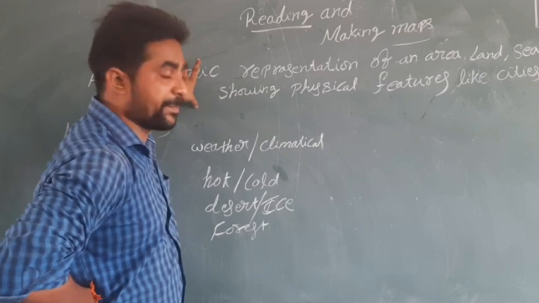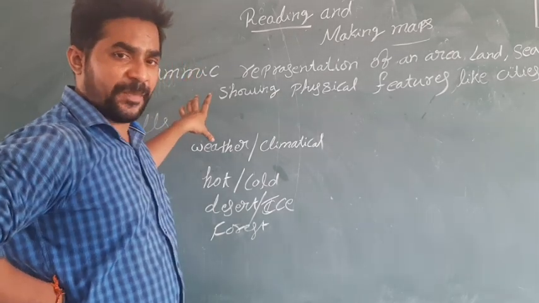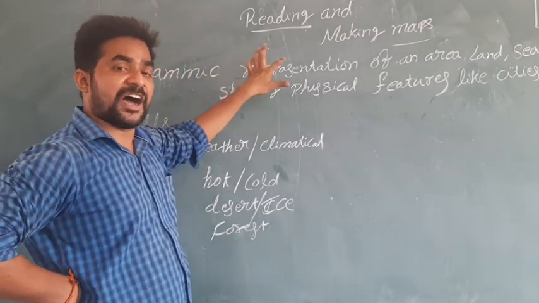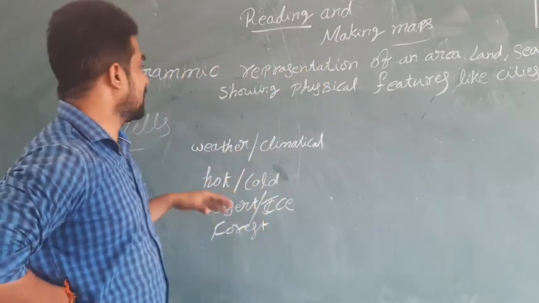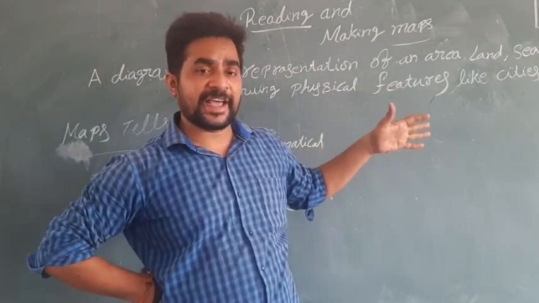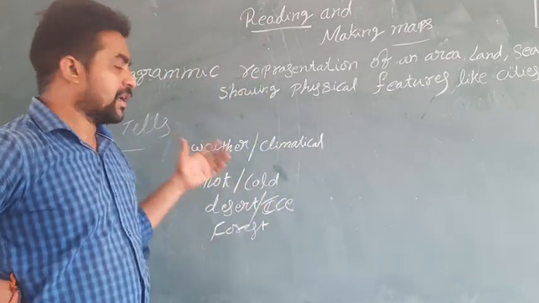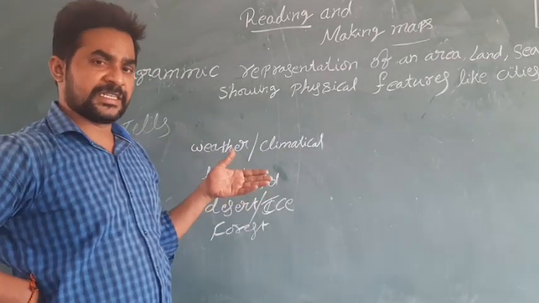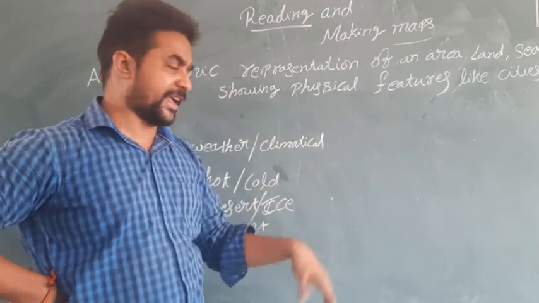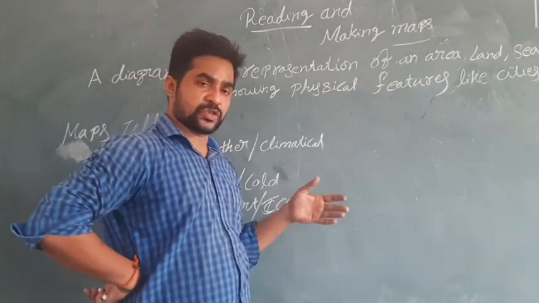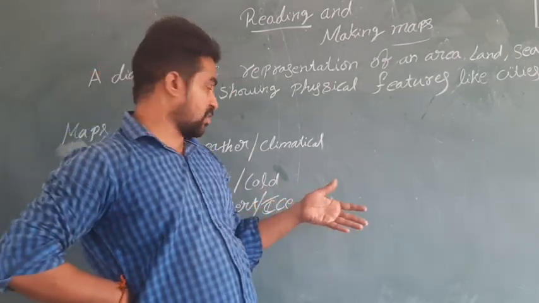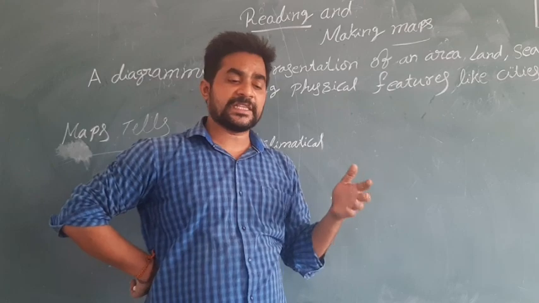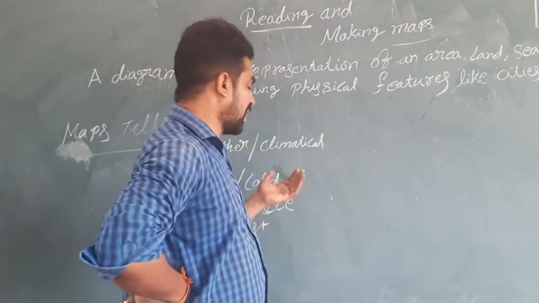One more time I will repeat the definition of a map. A map is a diagrammatic representation of an area, land, sea, showing physical features like cities, roads, etc. And maps tell us weather conditions, climatic variations, whether the area is hot or cool, a desert area or an ice area, and whether the area is covered with more forest. This is the information given by maps.